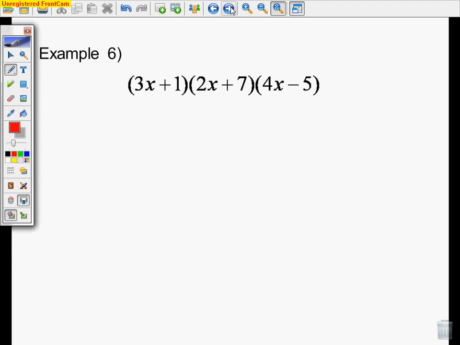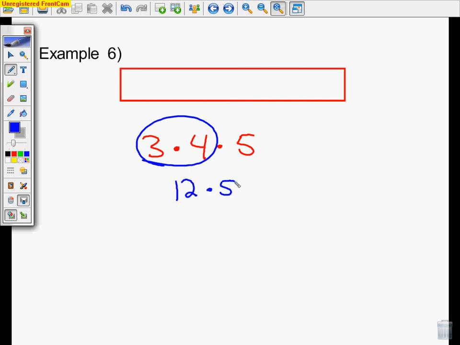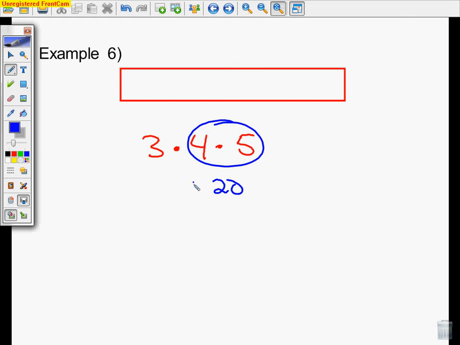Here, we have 3 binomials that we're multiplying together. Now, multiplying binomials is just like multiplying any 3 numbers. For example, let's forget about this for a second. Let's say I was multiplying 3 times 4 times 5. Well, to do that, we would just multiply 3 times 4, get 12, and then multiply 12 times 5 and get 60. Or you could have even multiplied 4 times 5 and got 20, and then did 3 times 20 and got 60.